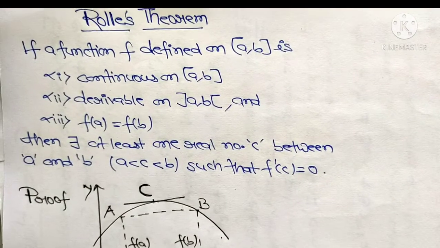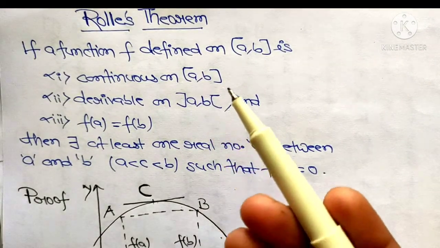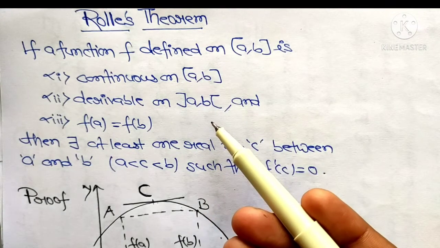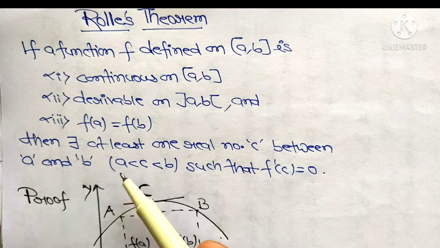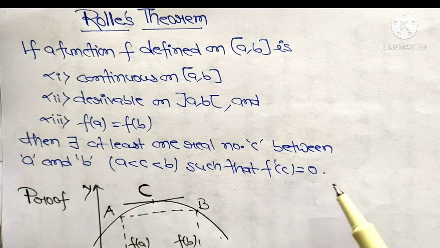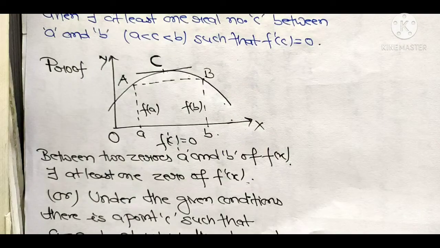So we are given a function that satisfies all these three criteria, then only there exists a real number c between a and b such that f'(c) is equal to 0. Okay, let's move on to the proof.